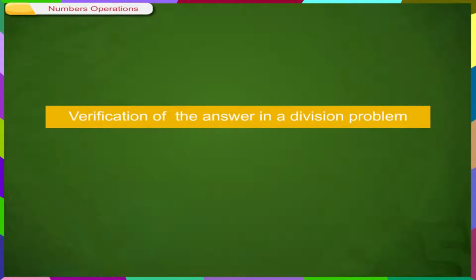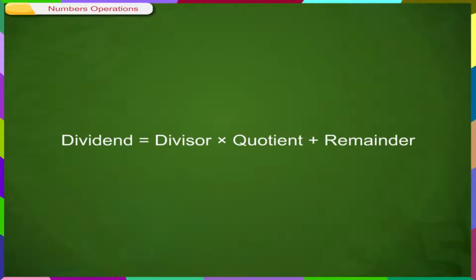Verification of the answer in a division problem. Add remainder with the product of divisor and quotient. The sum we get should be equal to the dividend. Dividend is equal to divisor into quotient plus remainder.